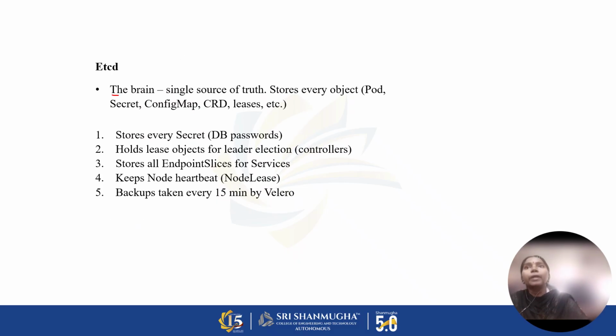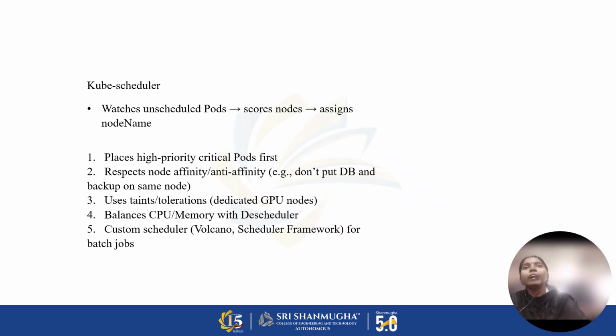etcd is the brain, the single source of truth. It stores every object and every secret, holds objects for leader election, stores all endpoint slices, keeps node heartbeats, and backups are taken every 15 minutes by Velero.